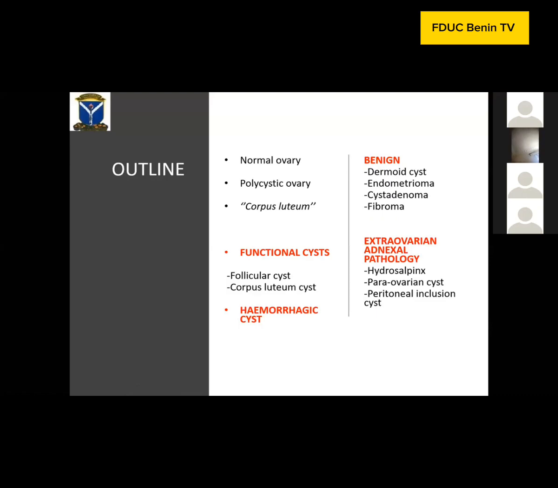When we talk about the adnexal, we are not referring only to the ovary. The tube is also part of the adnexal. The broad ligament is also part of the adnexal. So we are going also to look at the classic ultrasound features of some extra-adnexal, extra-ovarian adnexal pathologies.